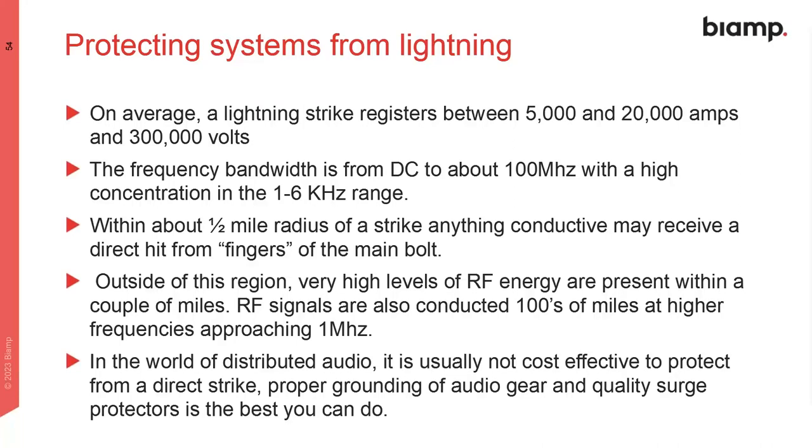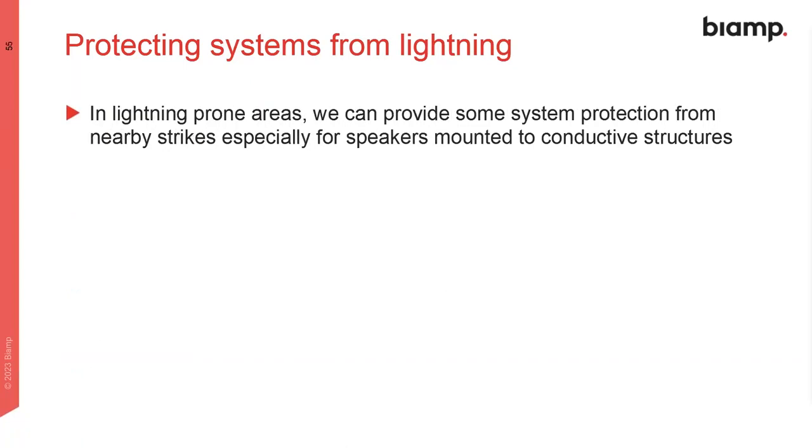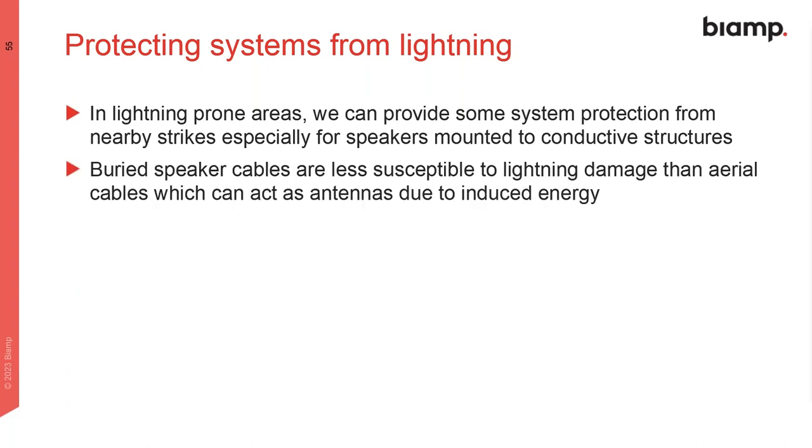Properly grounding a distributed outdoor system to protect against a direct strike is not particularly feasible most of the time. But let's do the best we can: use our Surge-X or whatever surge protectors, or get the system offline when not in use. In lightning-prone areas, there are a couple of things we can do. Bury your speaker cables, as opposed to running them from the press box to the pole and basically putting an antenna up in the air to catch the energy from even nearby strikes.